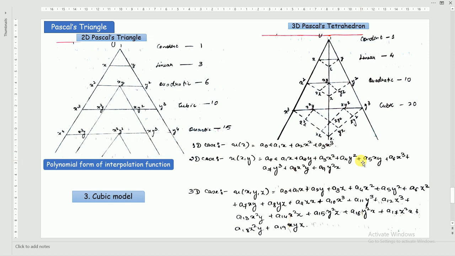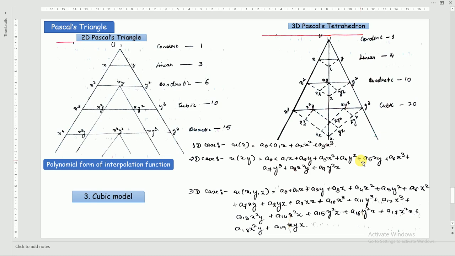Why this is important is because when you are asked to write what is simplex, complex and multiplex element, you are supposed to give the examples. And the example is nothing but these equations. Definitions are hardly one or two lines, that's it. But you have to write these equations, referring to the Pascal's triangle. I hope you got it, how to write the polynomial function for a given element, for 1D element, 2D element, 3D element.